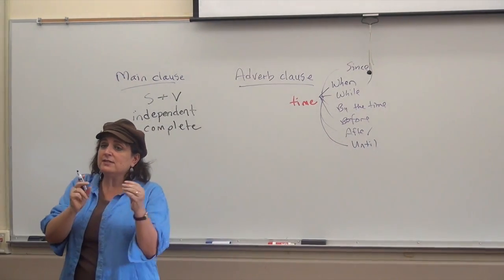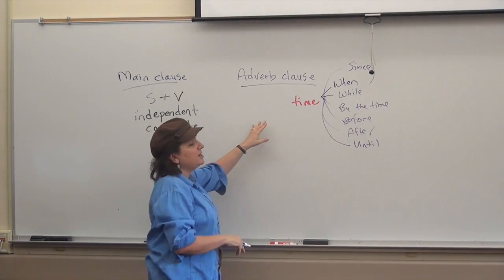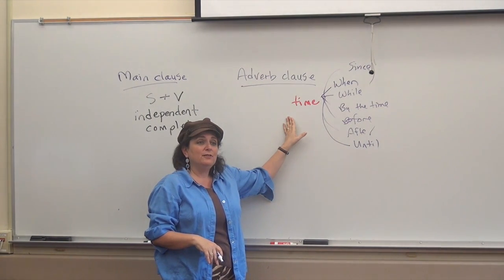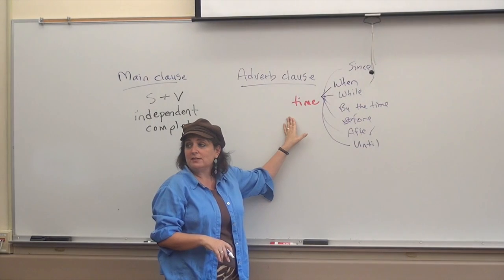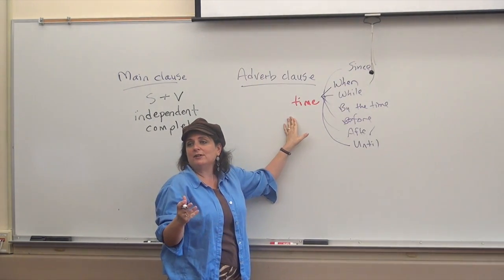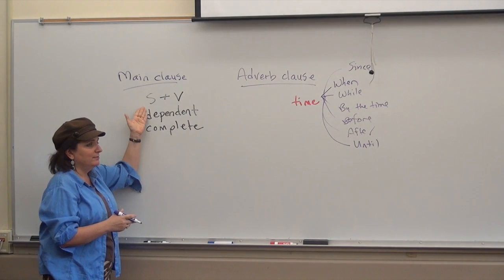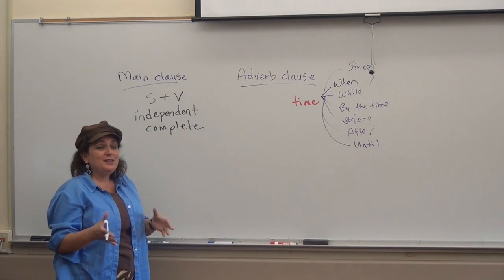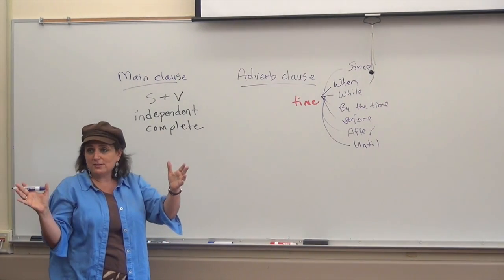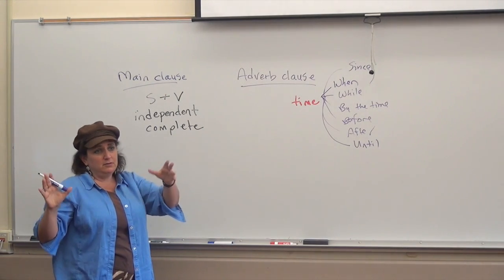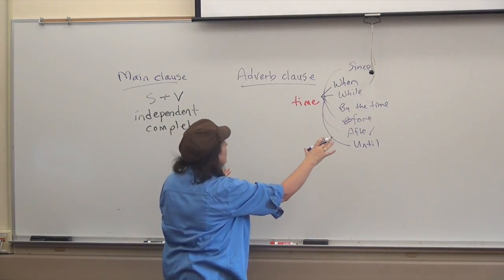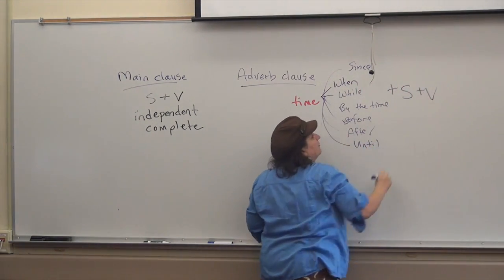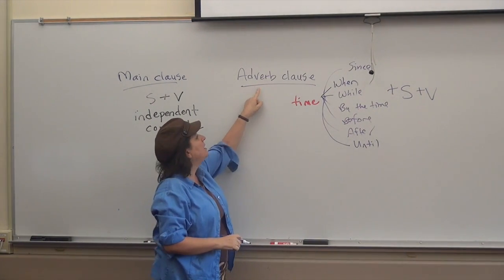So since then expresses time, but what I want to focus on here are time clauses. And if it's a clause, what has to be there in order for it to be a clause? What is required in a clause? Go back to the main clause. Subject and verb. For every clause, we need a subject and a verb. If we don't have a subject and a verb, it's not a clause, it's something else. Maybe it's a phrase, okay? But it's not a clause. So we're only talking about clauses here. So all of these words followed by a subject and a verb would be an adverb clause of time.